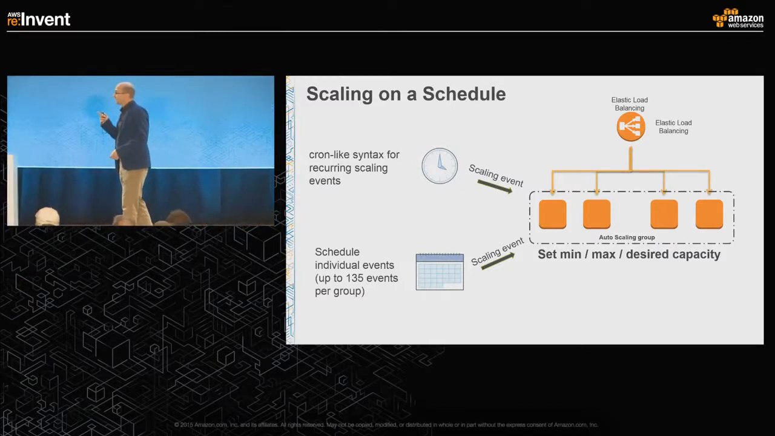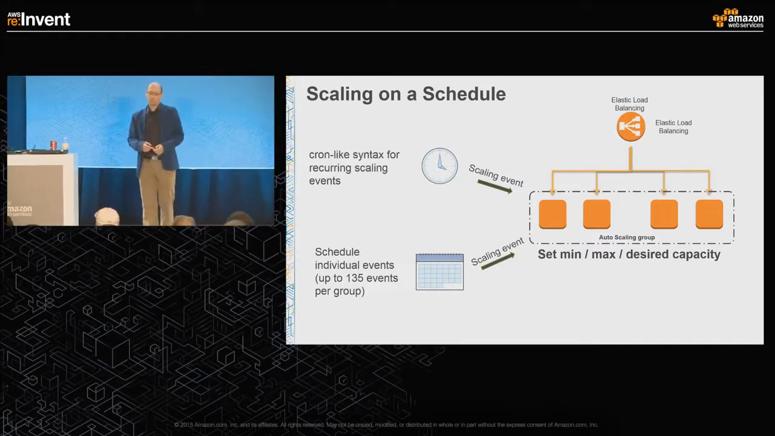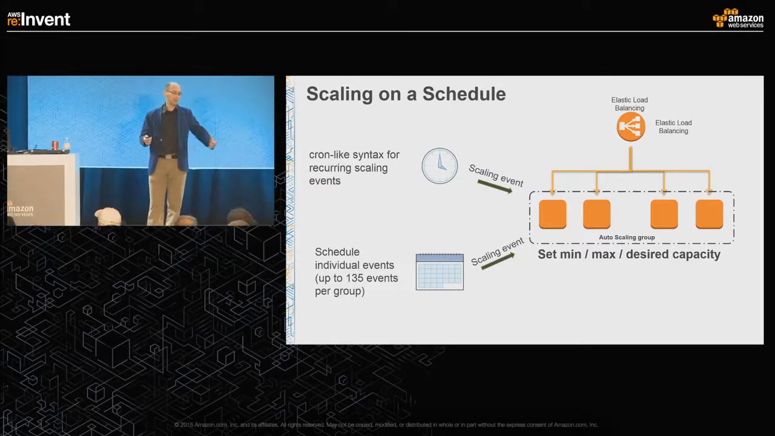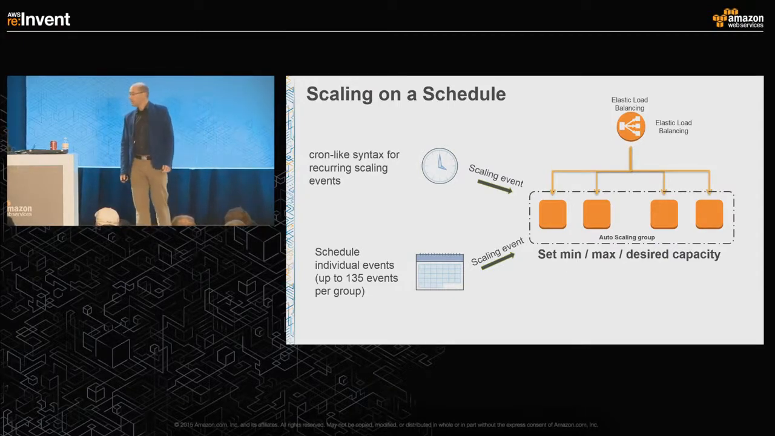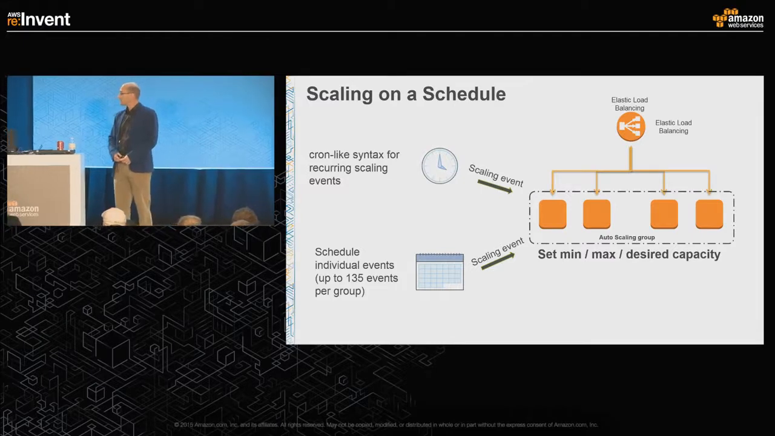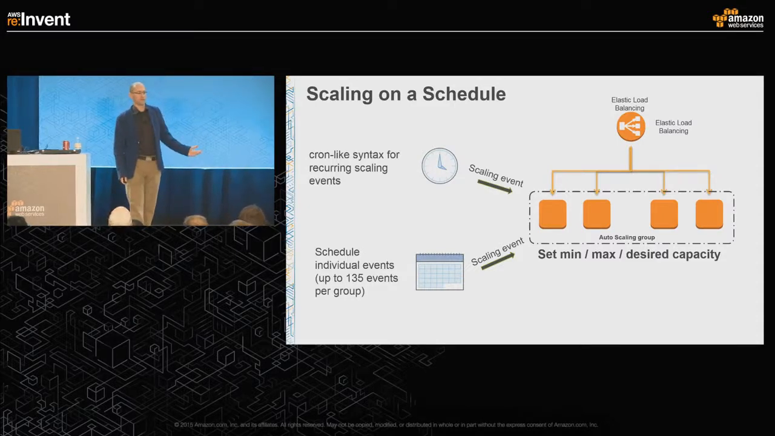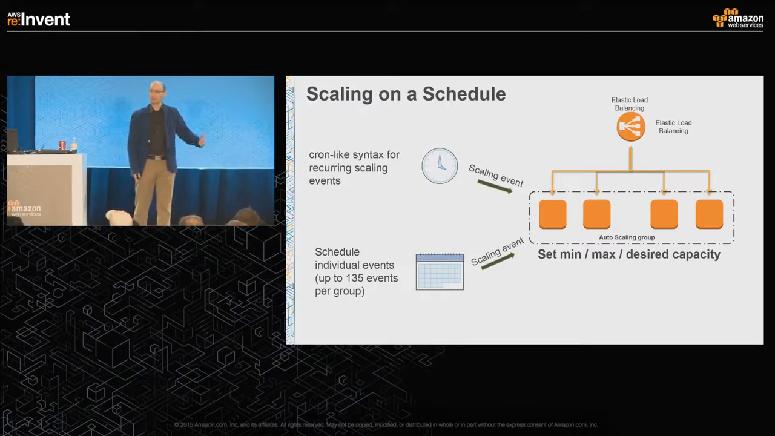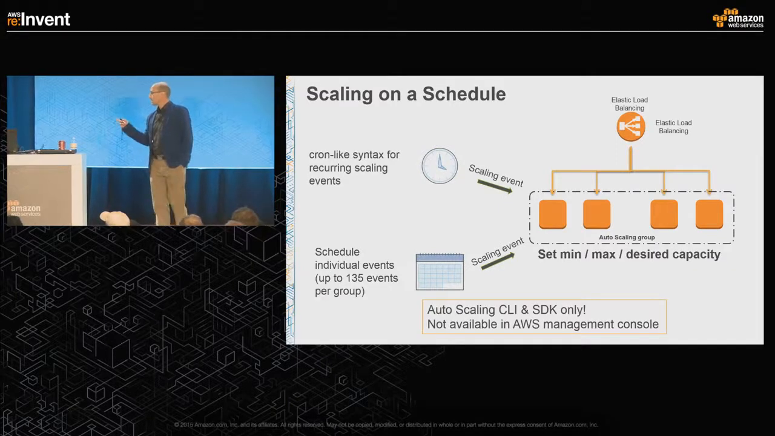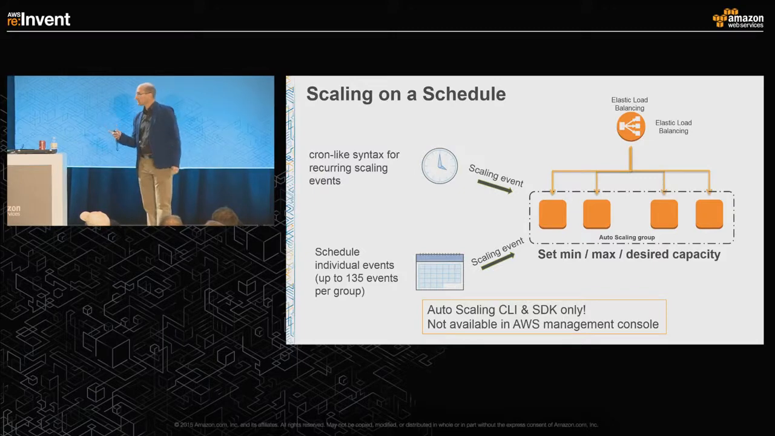And that basically does what it's supposed to do. It's useful for recurring scaling events. You can use a cron-like syntax and do a scale-up event like every second Monday, for example, or every day at 12:15, I don't know. But you can also schedule individual events up to 35 days in advance. If you're planning big launches or campaigns or whatever, you can anticipate that and schedule in advance. That's not available in the management console in case you're looking for it, but it's available in the CLI and in the SDK.